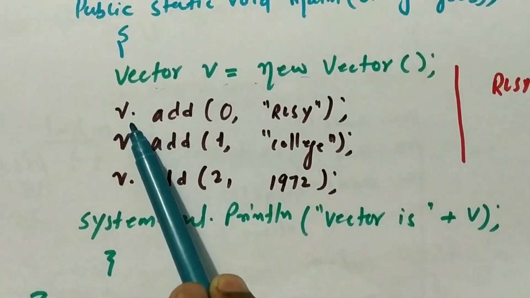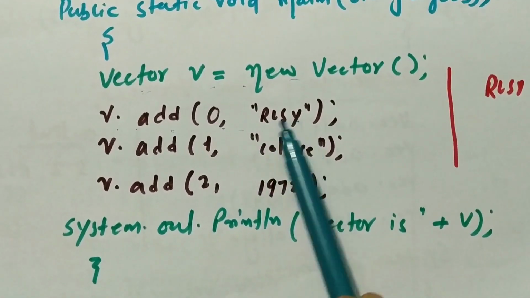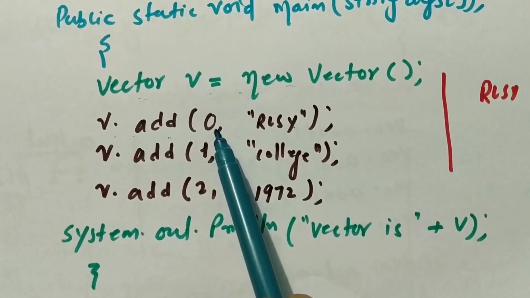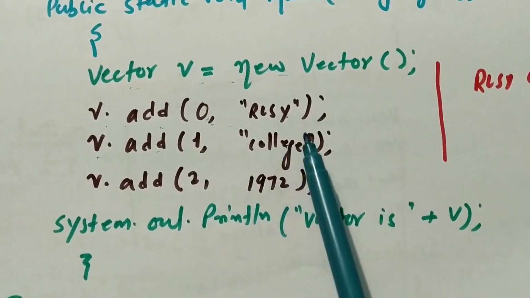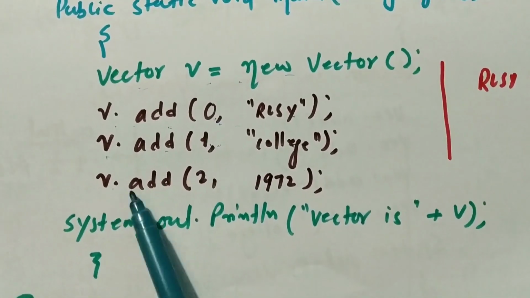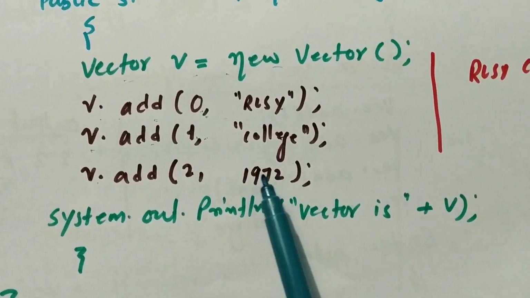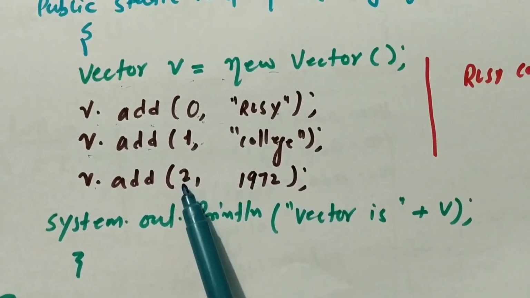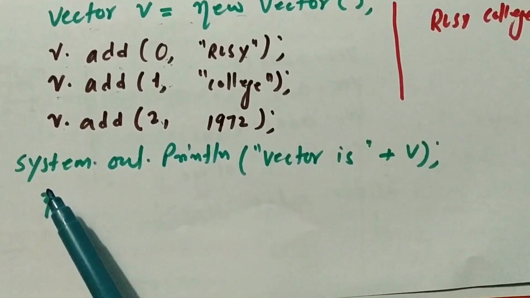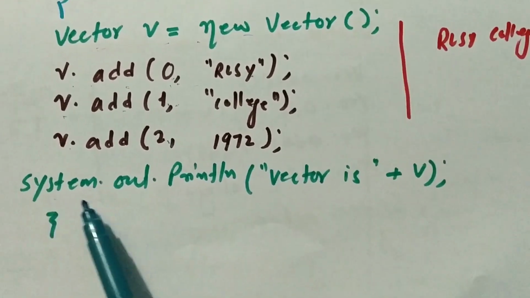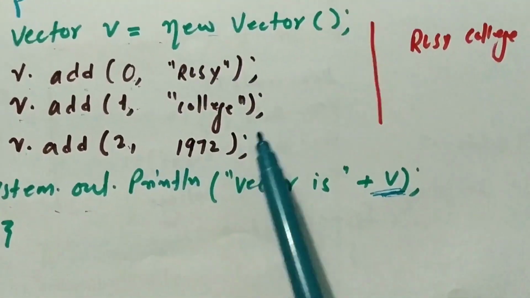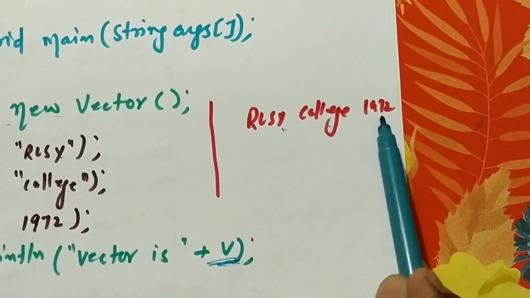Now you can see here v.add(0, "RLSY"). So 0 is the index, and RLSY will be put at the 0th index. v.add(1, "college"), so college will be put at the first index. And v.add(2, 1972), so this integer value will be put at the second index. That means 0, 1, 2. Now let's see the print. What will be the output? System.out.println("Vector is " + v). So v contains all three items. You can see the output: RLSY college 1972.